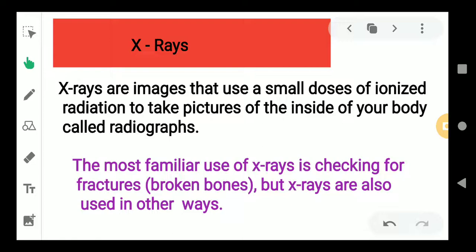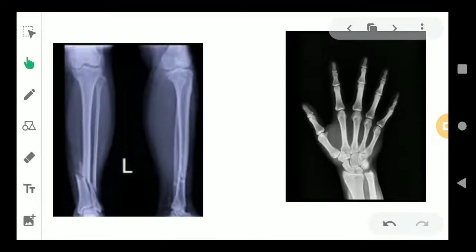In simple words, X-rays are taking photographs of the inner portion of the human body, mainly bones. While taking X-rays, ionized radiations are exposed. That means all the other body parts will be covered with a metal lid, and only those parts to be examined are exposed to X-rays.